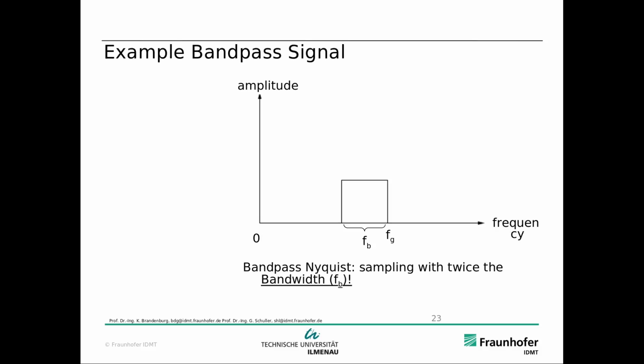Yeah, so again, back to brick wall filters. This is an example bandpass signal. So you can see frequency, and then here's the passband of our filter. Here we would have a passband of factor 1, and then in the stopband we would have a factor of 0. Here we have a bandwidth of f_B, and f_G is here the upper frequency limit.